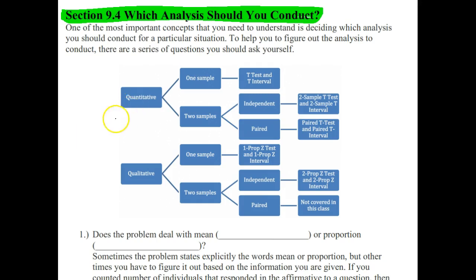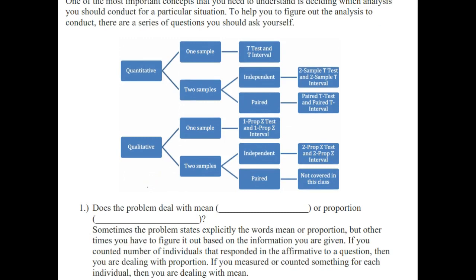So the first decision you should make is whether you have quantitative or qualitative data. Does the problem deal with the mean? If we have quantitative data, we're going to be dealing with the mean. Or does it deal with a proportion, which is what we do when we have qualitative data. Sometimes the problem states explicitly the words mean and proportion, but other times you have to figure it out based on the information you're given.